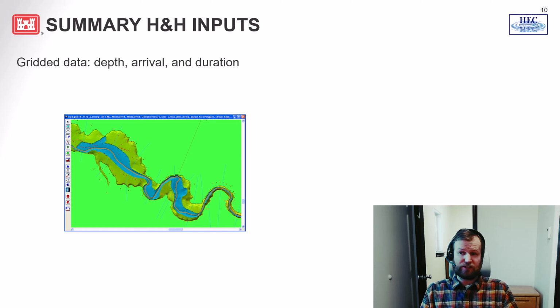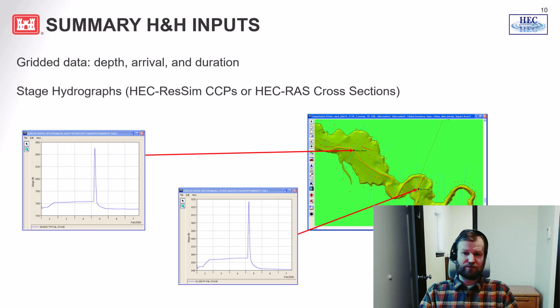So in summary, H&H inputs consist of either gridded data, such as max depth grids, arrival grids, and grids of the duration of flooding. Max depth is used in the structure damage computations, while arrival time and duration are used within the agriculture damage computations. The most common source of the hydraulic inputs are, as we mentioned, from HEC-RAS unsteady simulations. And you can see here that stage hydrographs are also an input source and can be output from ResSim or HEC-RAS cross-sections.